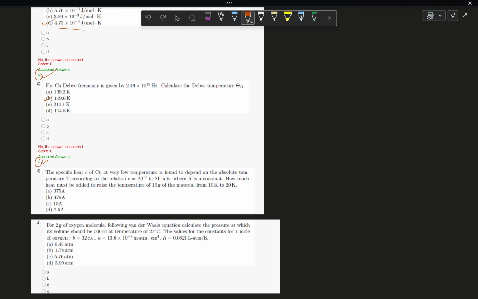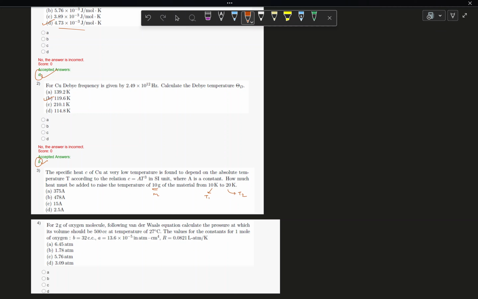Now if you read the question again carefully, you will find that the material is given as copper, and you have the information about the mass of the copper, which is 10 gram, right? So mass is given. Then you have to raise the temperature from a lower value, which is T1 equal to 10 Kelvin, to a higher value, which is T2 equal to 20 Kelvin.